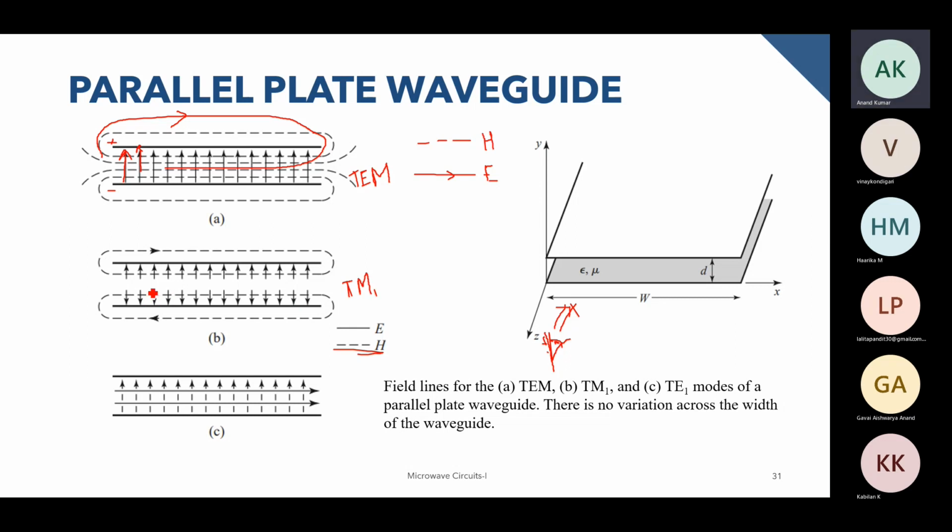Now for TM1, what we have is the electric field varying in a different form. It should be, yeah, the electric field varies in this form. So this is your origin. You have one maximum over here and one maximum over here. So this part has zero potential, and we have electric fields in this direction.